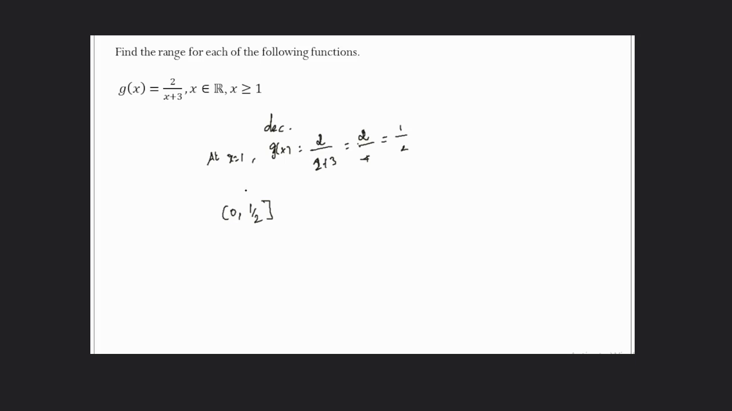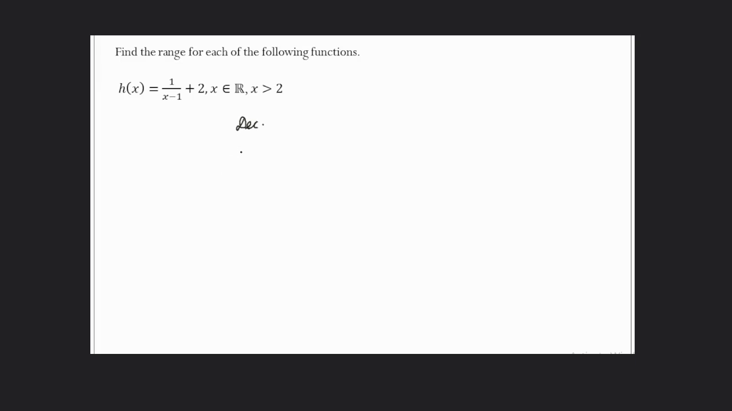Okay, let's go to the next problem. h of x equal to 1 over x minus 1, plus 2. Here, the maximum value of the domain is 2. So this is also a decreasing function because the denominator has an x term. And then 1 by x minus 1 tends to 0 when x tends to infinity. So 0 plus 2 is 2. So it approaches 2 when x tends to infinity.